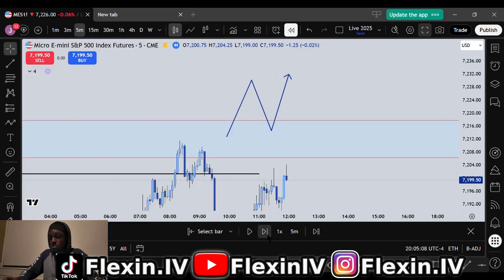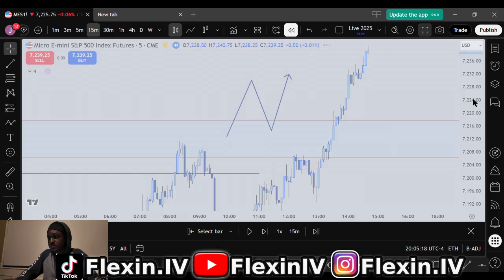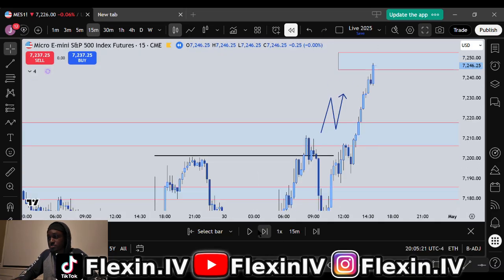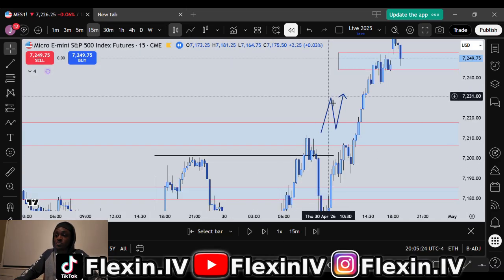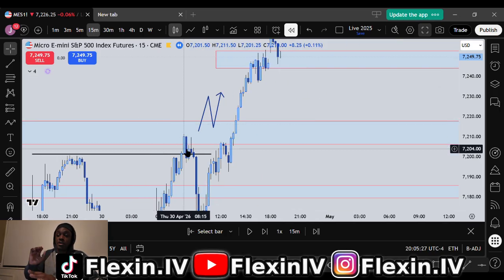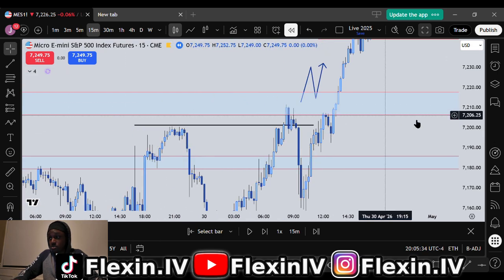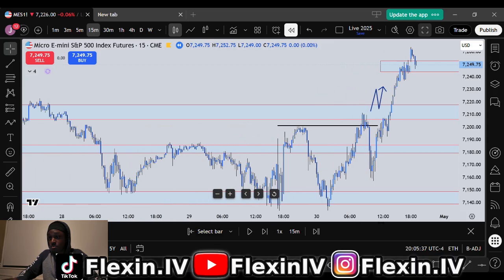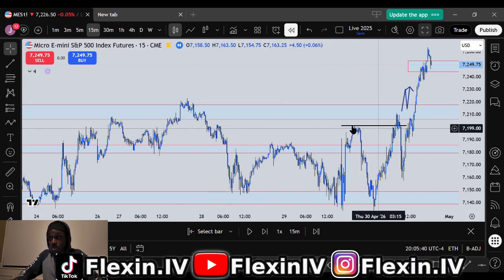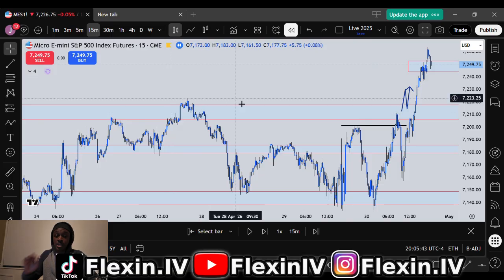So let's just skip forward. Let me go to a different time frame. I feel like that's going to take forever. All right, no, it's just shooting straight through. Yeah, it really just shot through. But at the end of the day, you see how it's able to just shoot through once it breaks through that high? Not only did it break through this high right here, but it also broke through that high right there. That is a sign that the market wants to continue to go up. And that's how structure is.